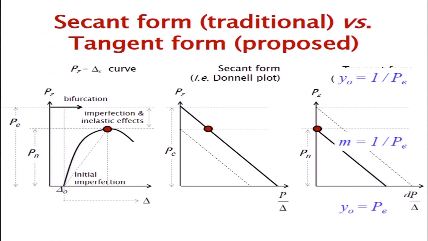And so basically, these two things are contrasted here, and they give you different results, okay? Because the Donnell or Southwell plots are basically going to give you the Euler buckling load, okay? While if you look at the tangent approach, you will get the actual buckling load, okay?